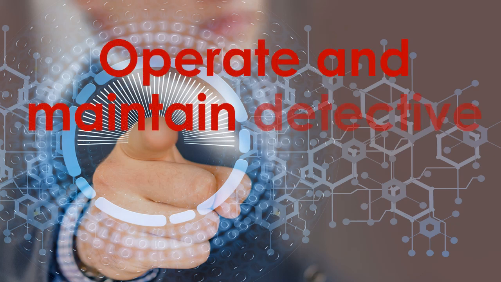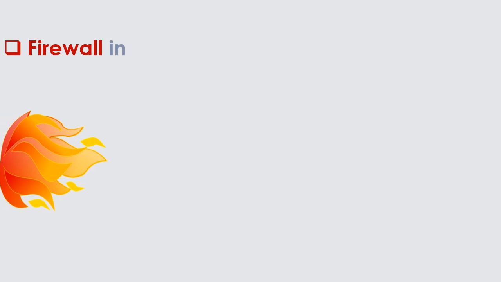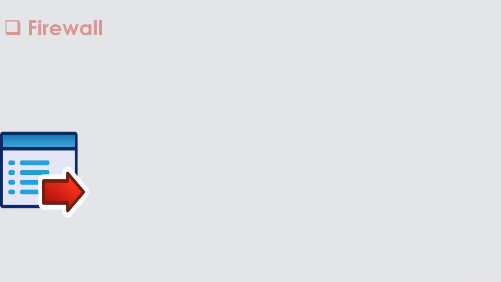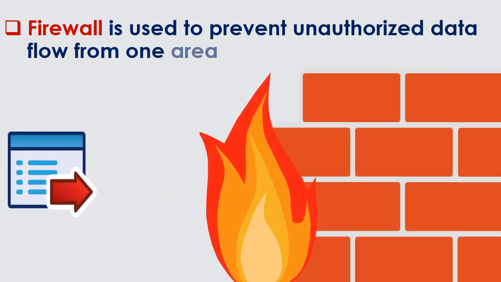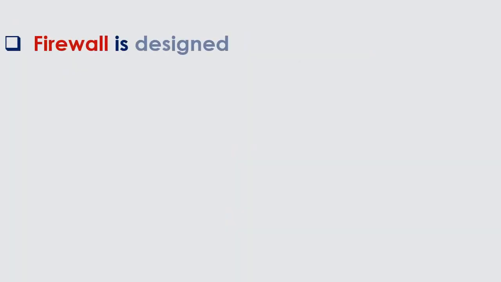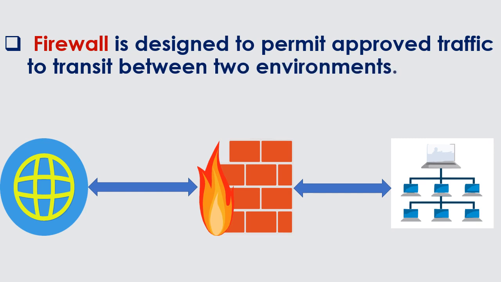Operate and maintain detective and preventative measures. A firewall in a building is a barrier to prevent fire. A firewall is used to prevent unauthorized data flow from one area of the network to another. A firewall is designed to permit approved traffic to transit between two environments.